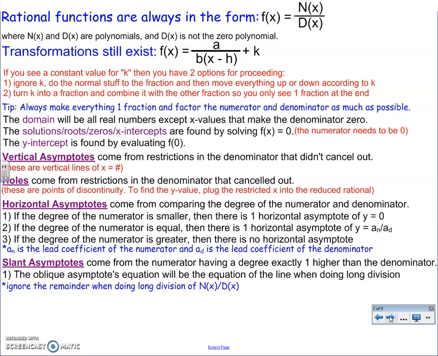Now we have a slant asymptote. That's a special case. That comes from the numerator having a degree exactly 1 higher than the denominator. That's also called oblique. But that oblique asymptote equation will be equal to the equation of the line when doing long division. You're going to ignore the remainder though. So you're going to do n of x divided by d of x, long division only. You could do synthetic if the bottom is linear, but usually it's not going to be.